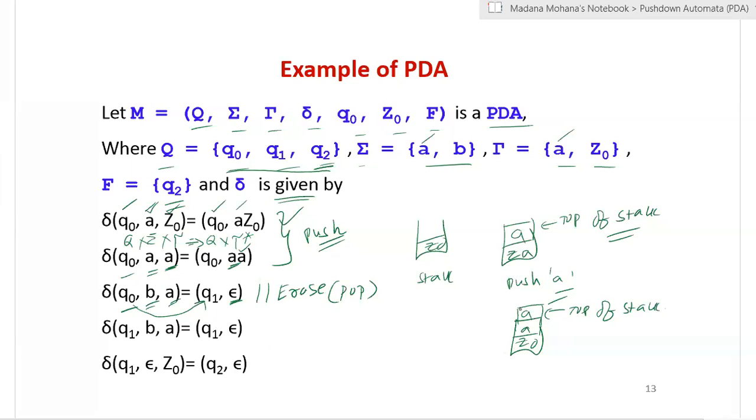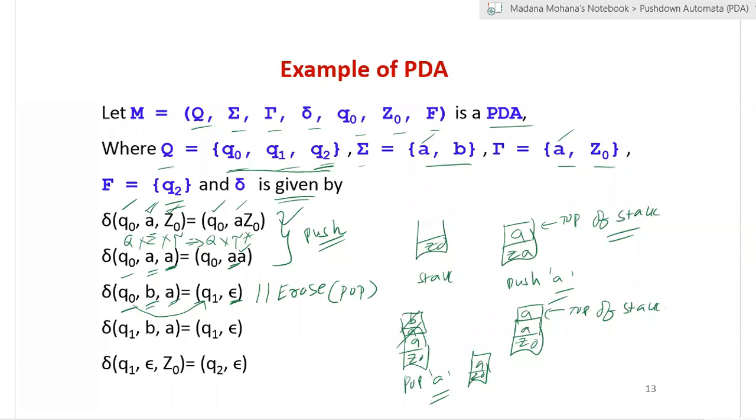Now here, after inserting B on top of the stack, you can see Z naught A. So now we are inserting one B. With the input symbol B, the current top will be erased. Now your stack becomes Z naught A. So here, pop A from the stack with input symbol B.